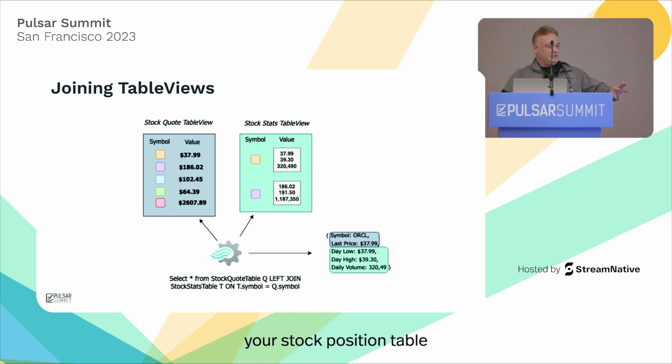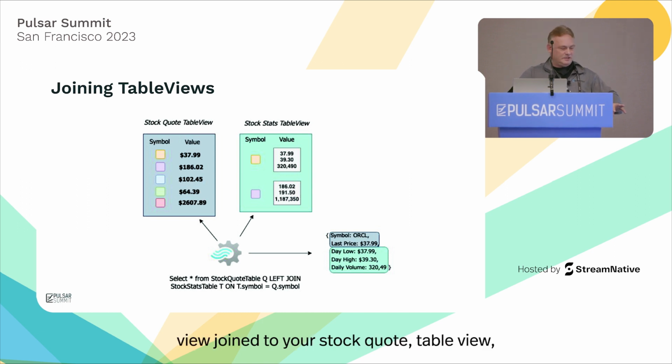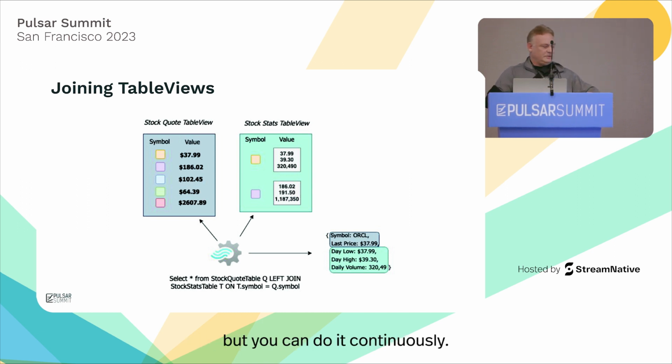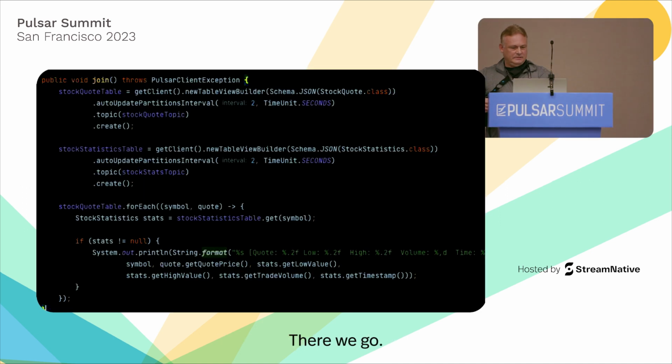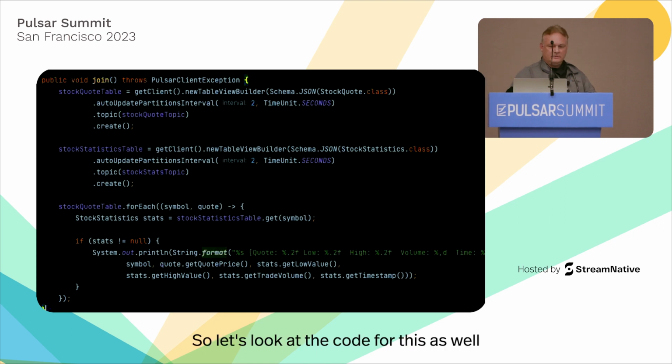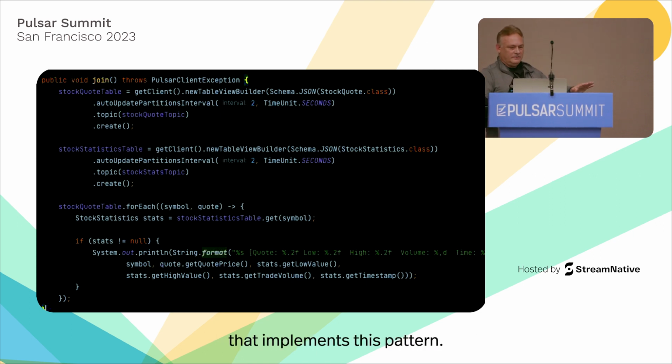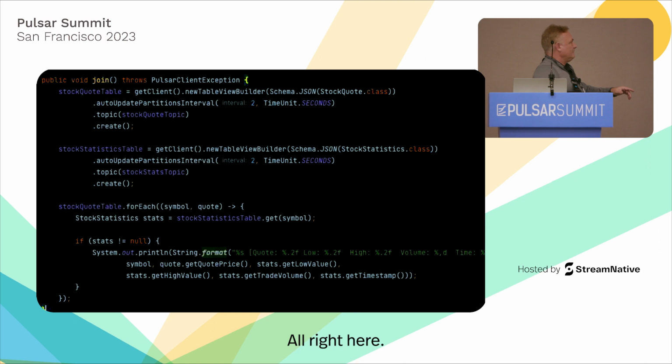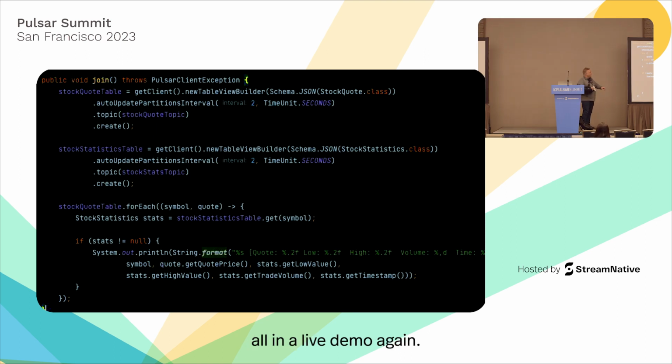So again, your stock position table view joined to your stock quote table view, but you can do it continuously. So again, it's like this left join, but we're going to constantly listen for stock quotes, and only those that are in my portfolio, I'm going to do an update on my user interface to say, hey, look, now you've lost more money or you've made more money, these types of things. There we go. Sorry about that. So let's look at the code that implements this pattern, and I'll be demonstrating this all in a live demo again.